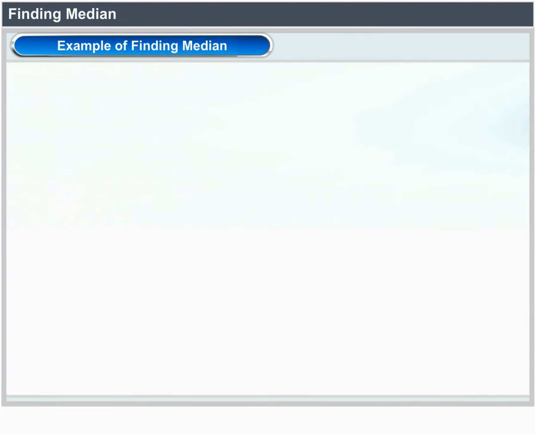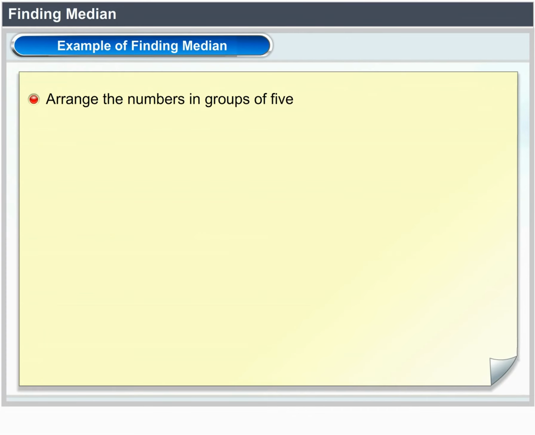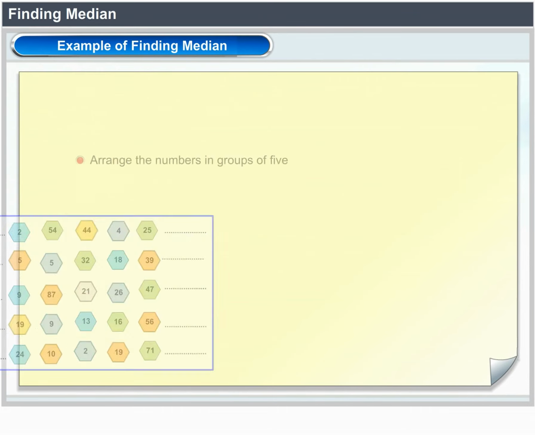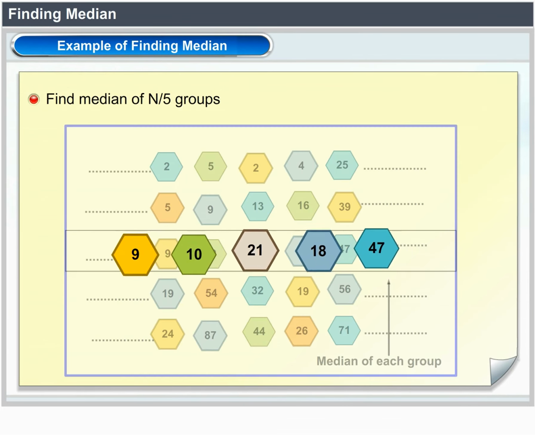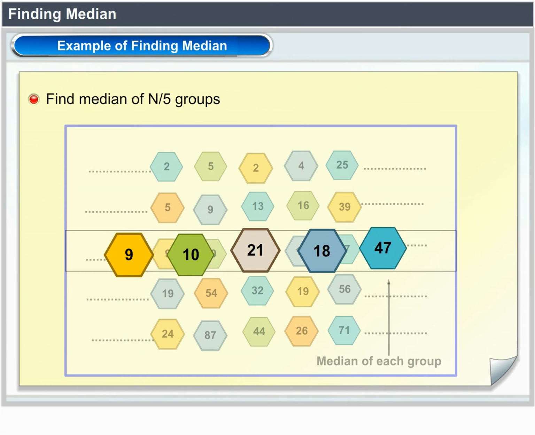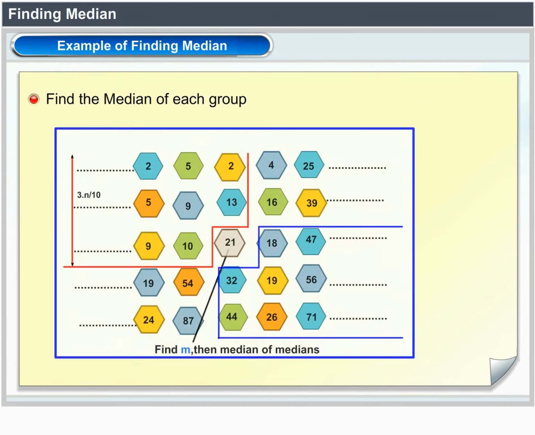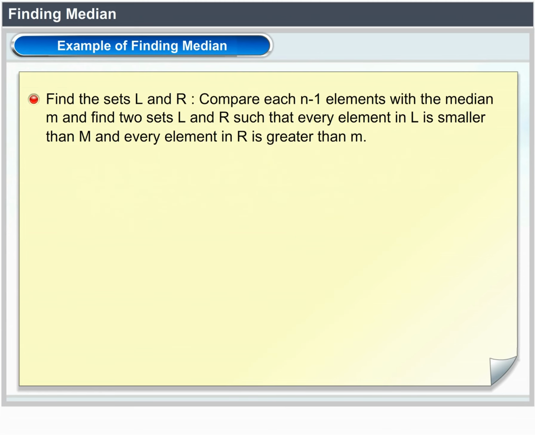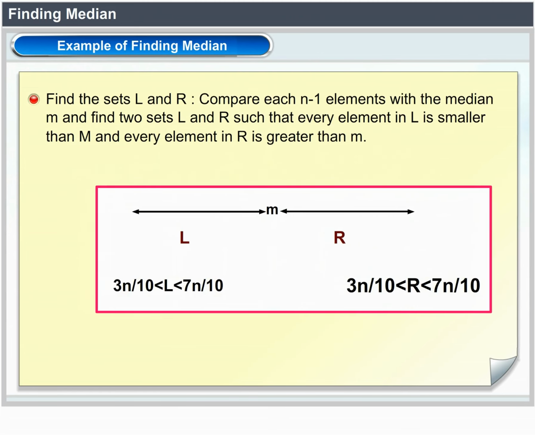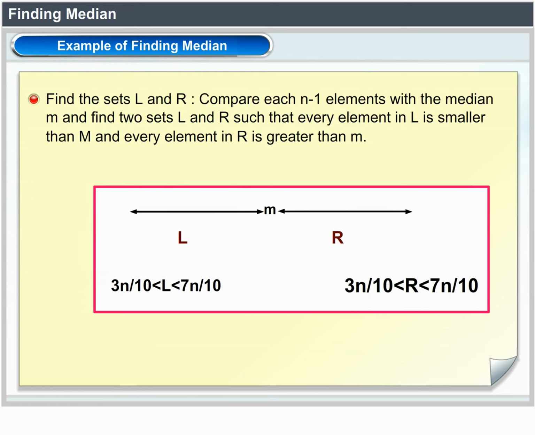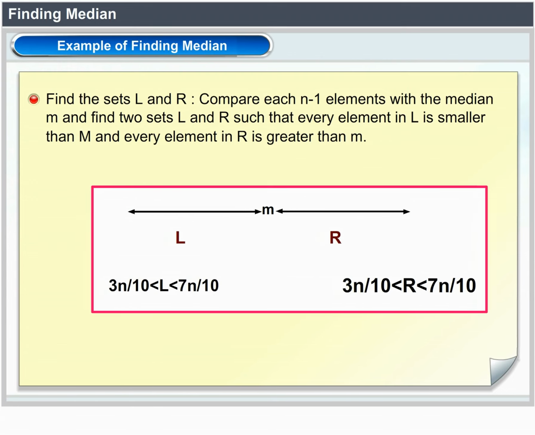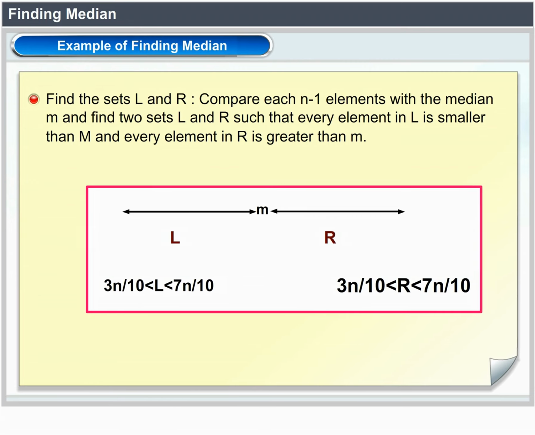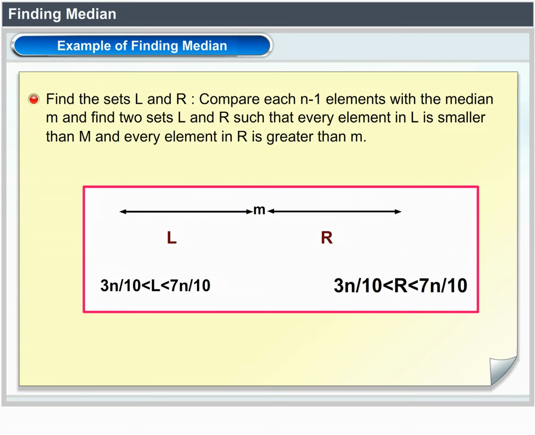Example of finding median. Arrange the numbers in groups of 5 is shown in this figure. Find median of n by 5 groups is shown in this figure. Find the median of each group is shown in this figure. Find the sets L and R. Compare each of the n minus 1 elements with the median m and find 2 sets L and R such that every element in L is smaller than m and every element in R is greater than m.